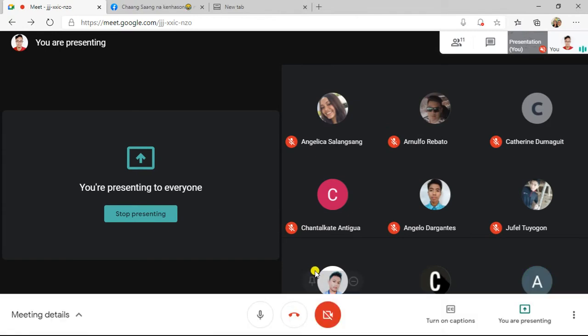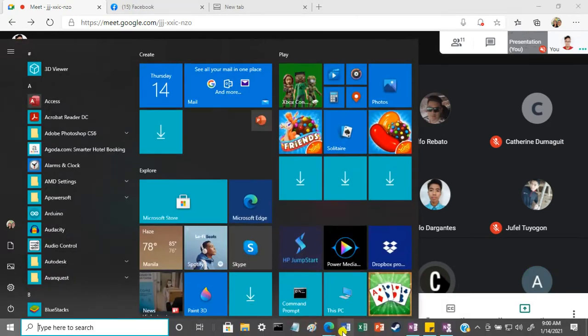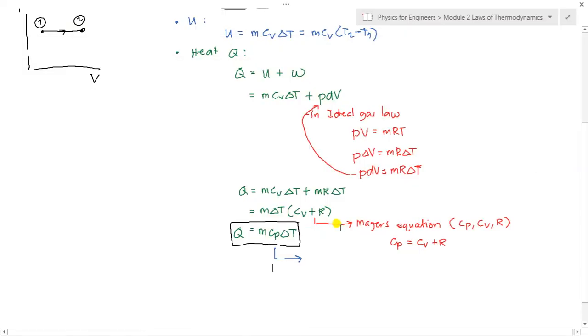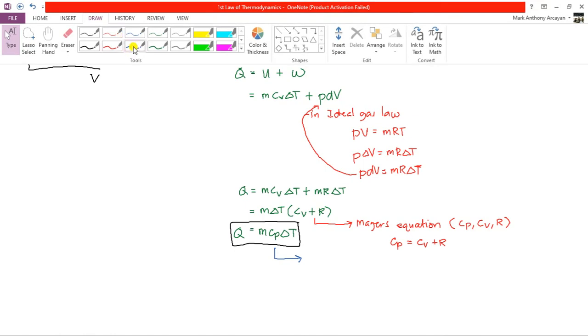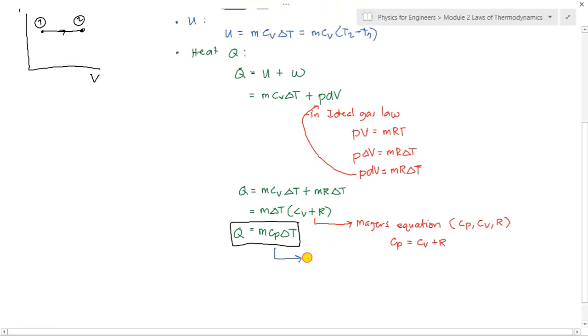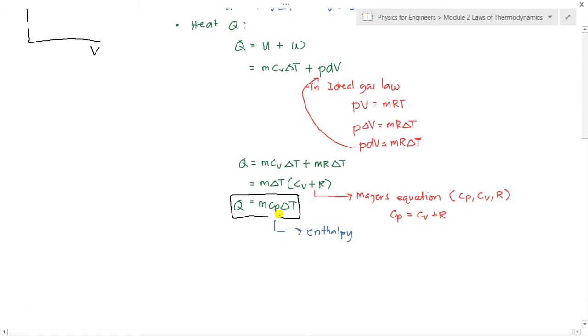Any idea, class? What is that? Actually, you have reached the term enthalpy. This is just the enthalpy. Okay, this is called enthalpy.